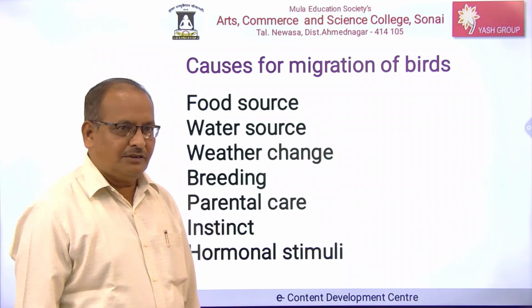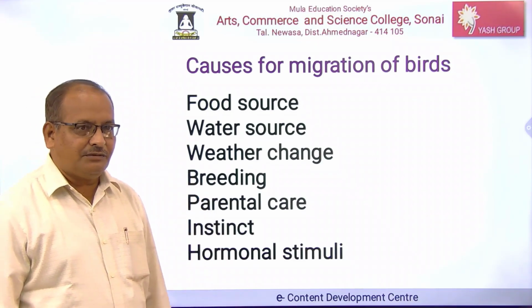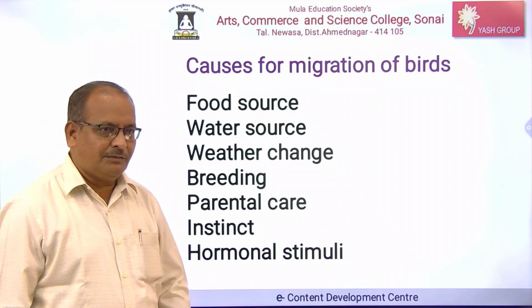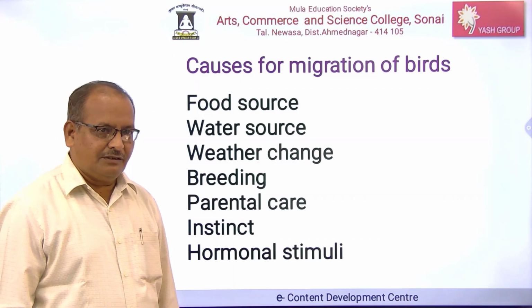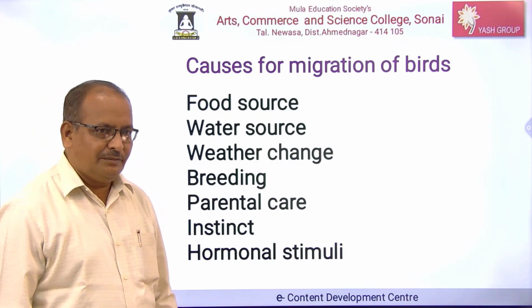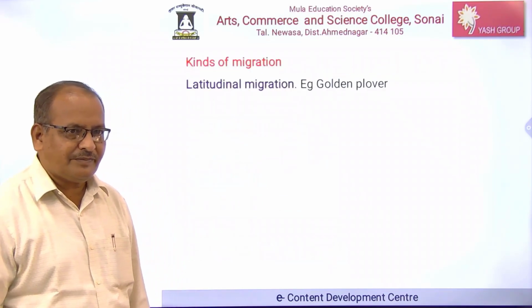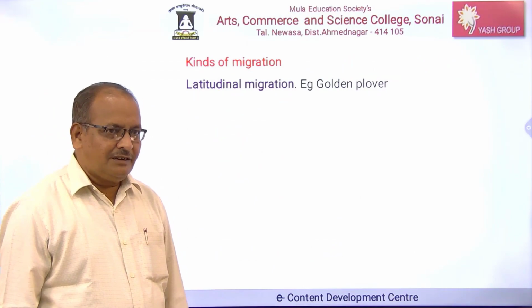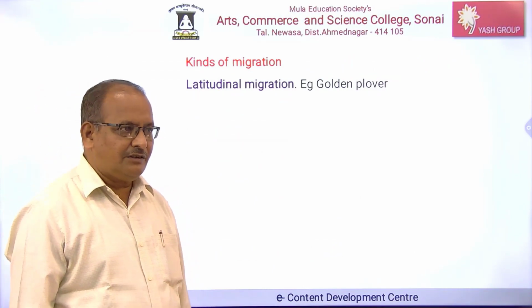What are the causes of migration? The main cause is the food source. In search of food material, migration occurs. Then, in search of water sources, migration occurs. Other causes are weather changes, breeding, parental care, instinct, and hormonal stimuli. Now, what are the kinds of migration? We are going to see them now.